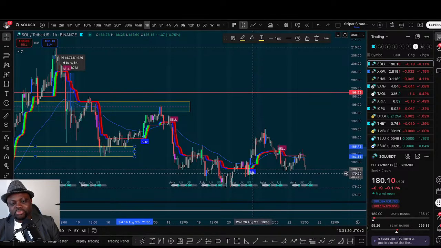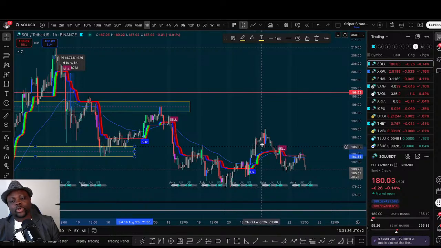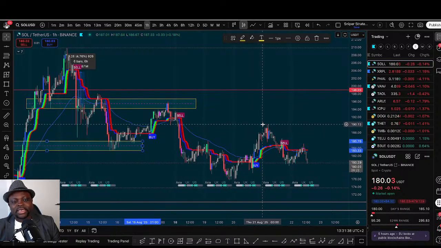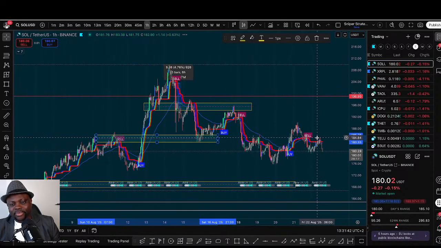Because the alpha trend printed a buy signal, this buy signal should be considered a false buy signal. Why? Because price wasn't able to go and make higher highs. Right now, we should focus on this sell signal.